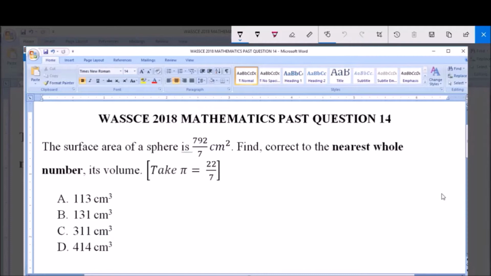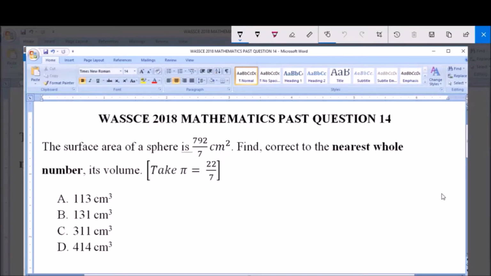I will be answering WASCI 2018 Mathematics Past Question 14. The surface area of a sphere is 792 over 7 centimeters square. Find, correct to the nearest whole number, its volume. Take pi to be equal to 22 over 7. Now A is 113 centimeter cube, B 131 centimeter cube, C 311 centimeter cube, and D 414 centimeter cube.